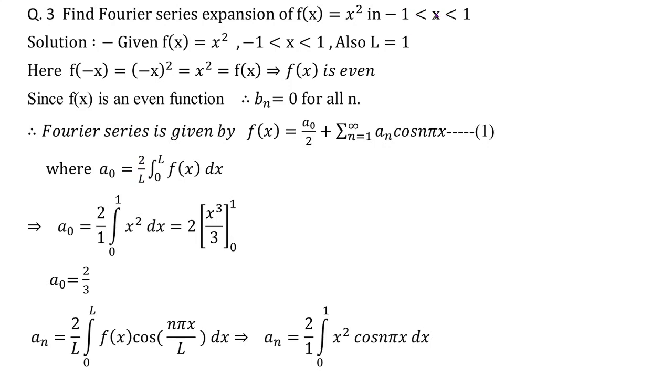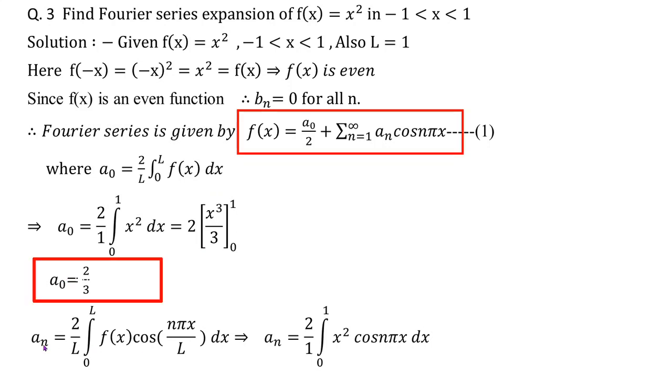Remember, for even and odd, the formula will have a change. In place of 1 by L, it should be 2 by L, and the limits will be 0 to L. So this one should be remembered. f of x dx. Substituting f of x, integrating, you will get a0 as 2 by 3. Now, similarly, an will be 2 by L, integration 0 to L, f of x cos n pi x by L.